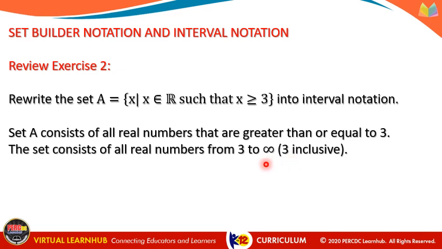Since the lowest number on our interval will be 3, ilalagay natin yung 3 sa left side. Since ang pinakamataas naman is infinity or approaching infinity, then we will put on the right side positive infinity. Now, lagyan natin ng parenthesis or bracket. Unahin natin yung 3.